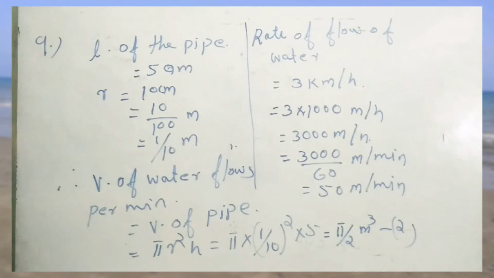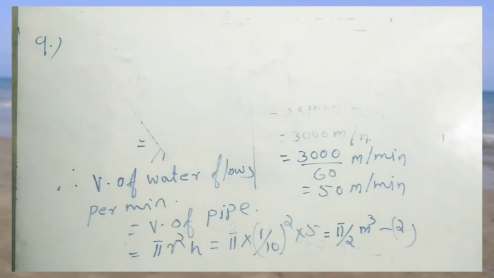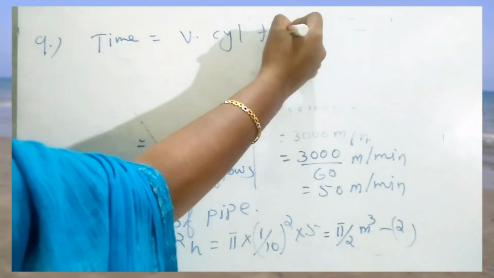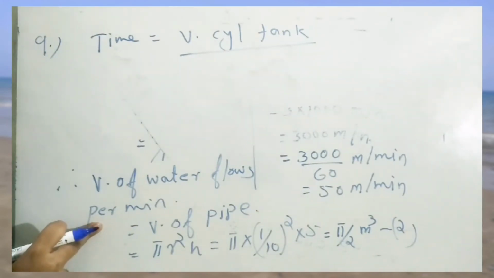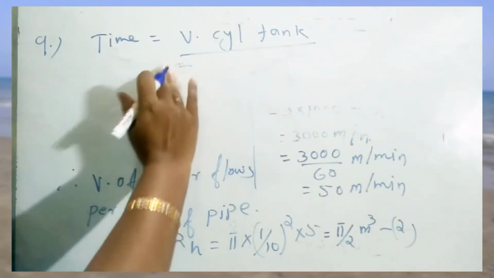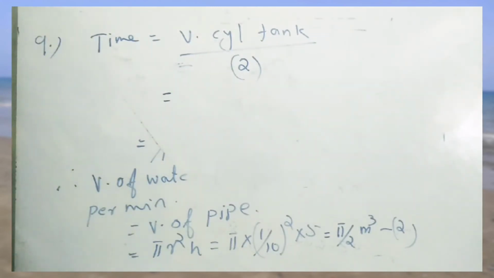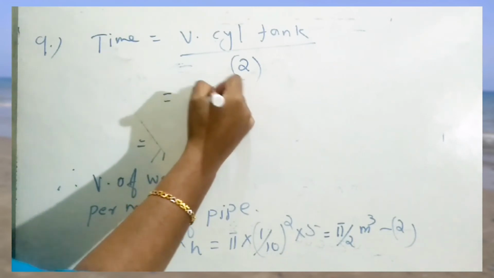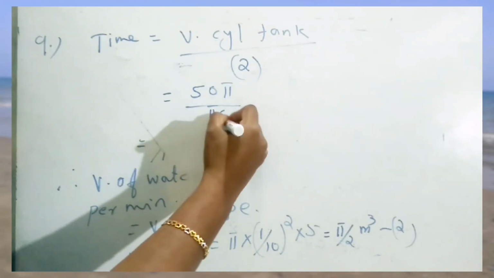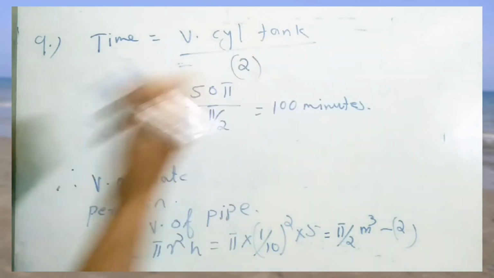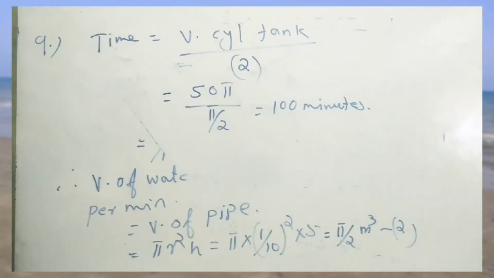Now if we want to find the required time, that time is equal to the volume of the cylindrical tank divided by the volume of water that flows per minute. The volume of water that flows per minute is our equation number 2. The first one is our equation number 1. So that is 50 pi divided by 5 pi, which is equal to 10 minutes. Hence the tank will be filled in 10 minutes.